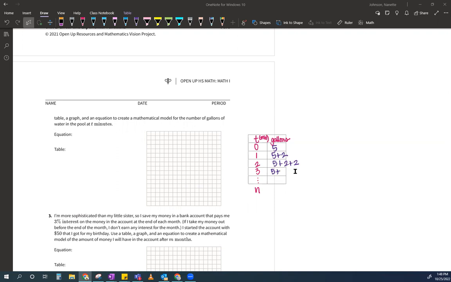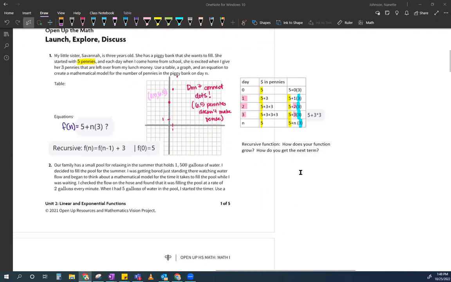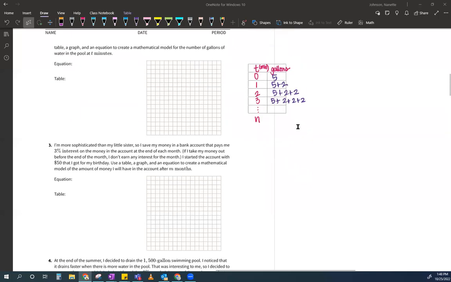Man, Ms. Johnson, this equation looks exactly like this equation. I know. Okay. So then how many would there be at n minutes? And so again, the question is, what do you see as the same? What do you see as changing? And where does this n fit in? So give me that equation really quick.